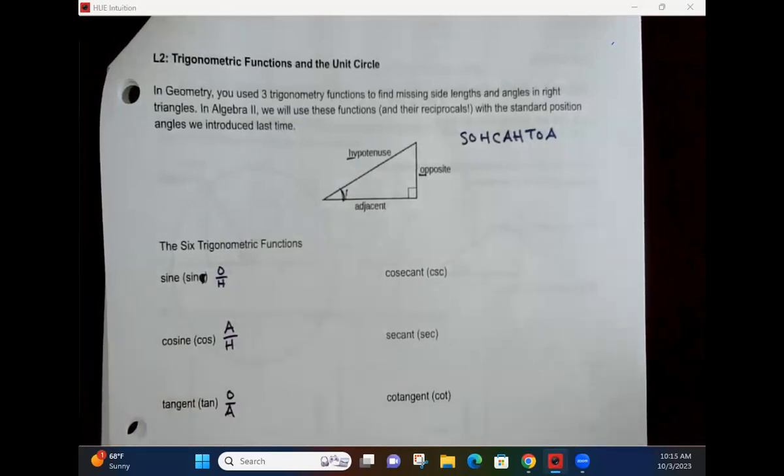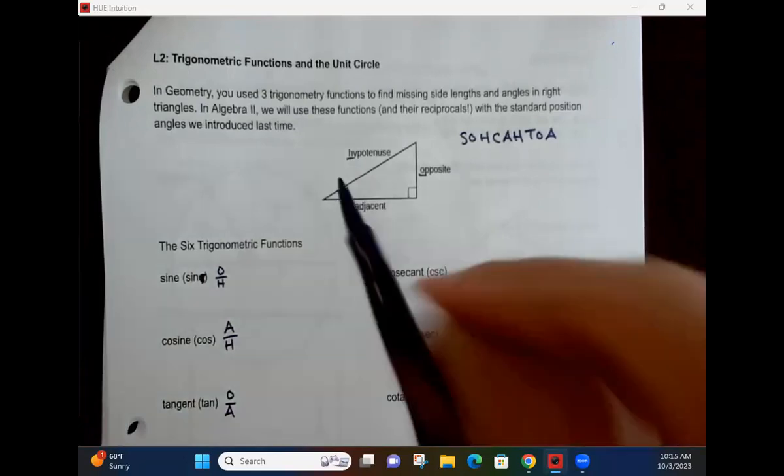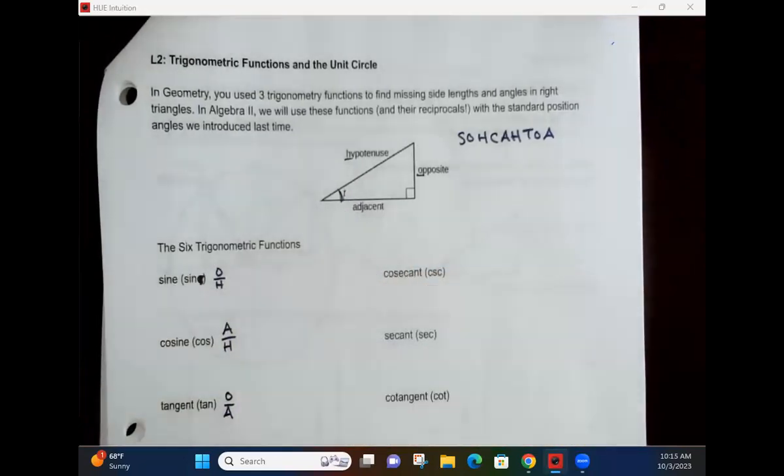Okay. And that was basically the trig that you did in geometry, right? You didn't do much more than this. Sometimes you did inverse sine or inverse cosine if you didn't know the angle, but you knew the sides. But beyond that, you use sine, cosine, and tangent. You use SOHCAHTOA. Maybe you did some converting from degrees to radians, but that was the trig that you did in geometry.